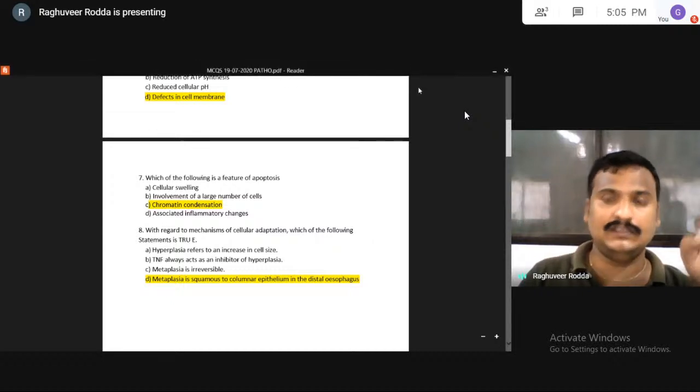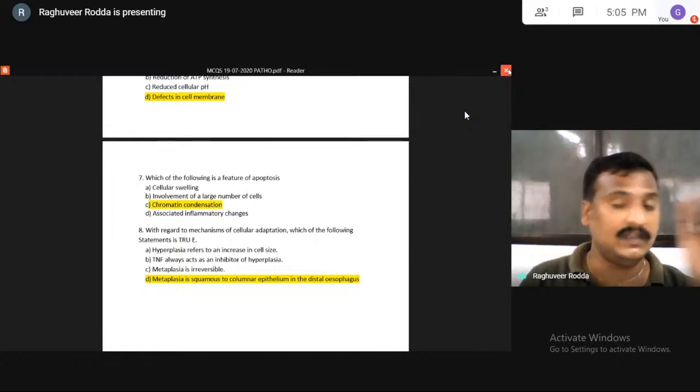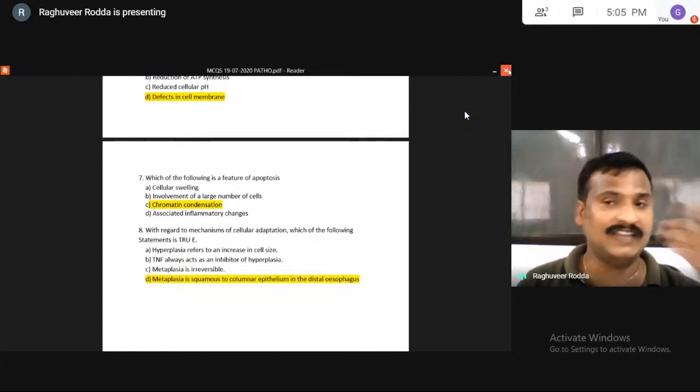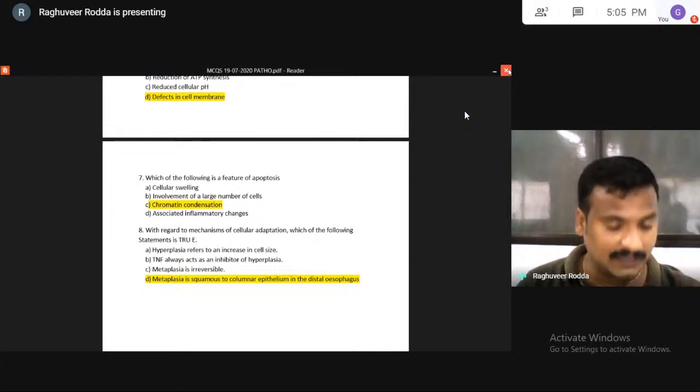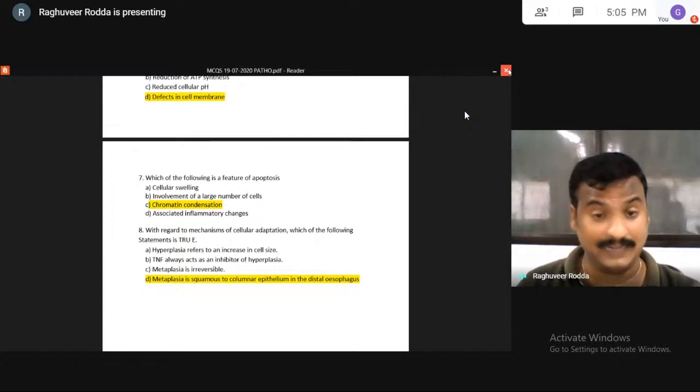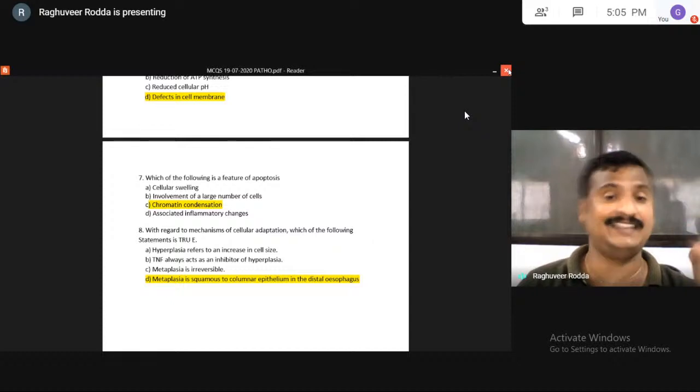This is about some common bits. You should be very careful while dealing with this type of question, as it can give more confusion. You have to read the question and the statements very properly. Even I got confused for a minute between hyperplasia and hypertrophy, so read and understand the statements very carefully.